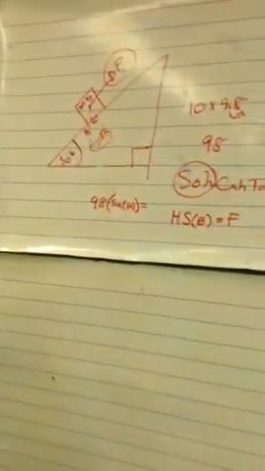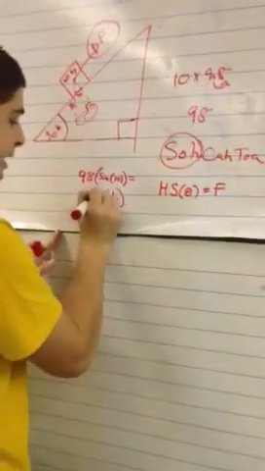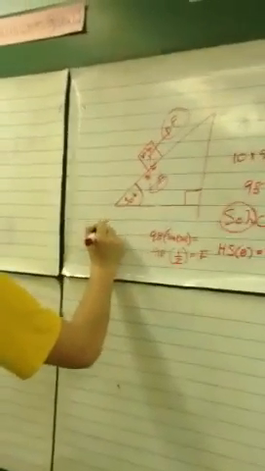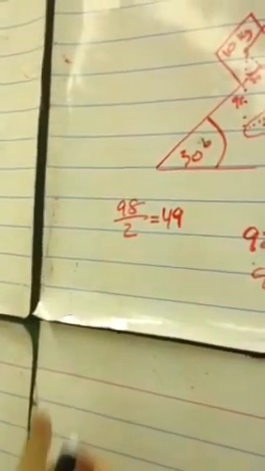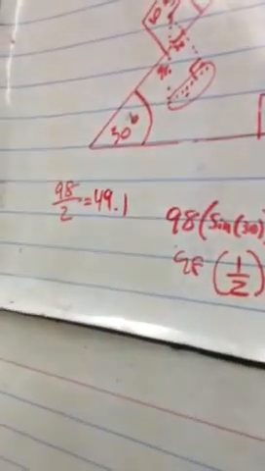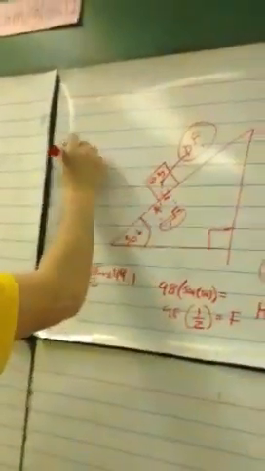Now, the sine of 30 becomes 1/2. You're left with 98 times 1/2 is equal to your force. 98 times 1/2 is 98 divided by 2, which gives you approximately 49. That gives you 49 in this case, but the only answer that's closest to 49 is 49.1. So I just basically made it 49.1, and so your answer becomes C.